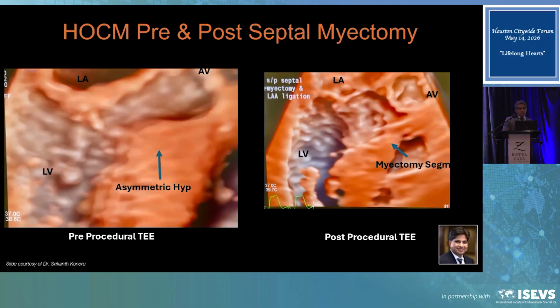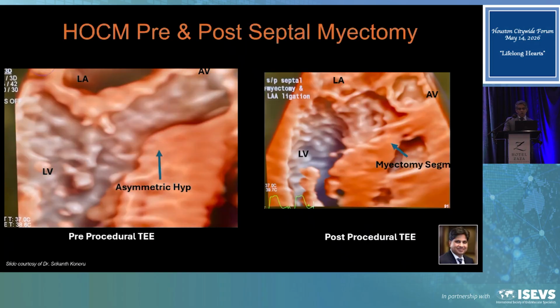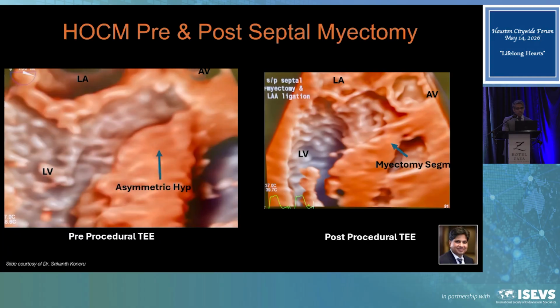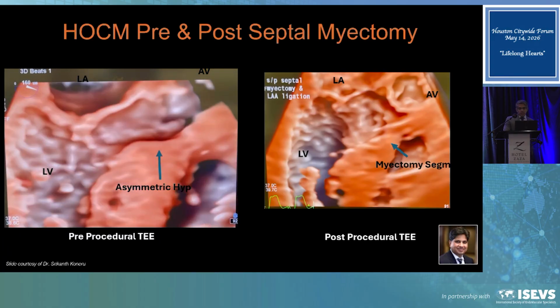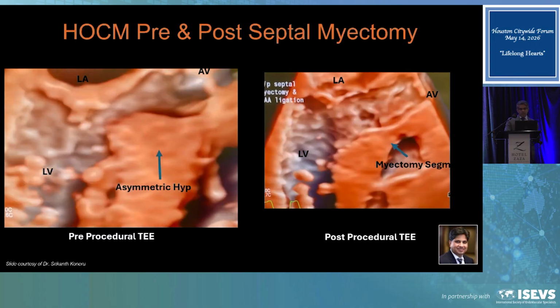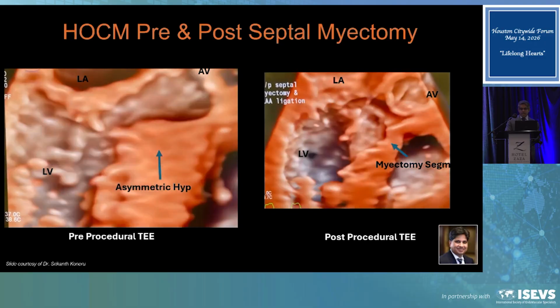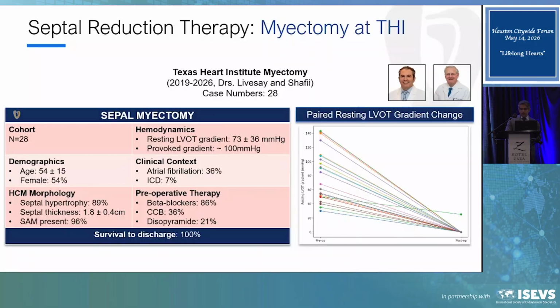So talking about meds, what about myectomy, the gold standard for treating obstructive HCM? I thank Srikanth for these trials, and we're looking at a patient on the left with obstructive HCM followed by TEE after myectomy. I have Dr. Livesay in the audience, who gave this grand rounds a few weeks ago, and this is recent data looking at about 30 patients over the last few years.